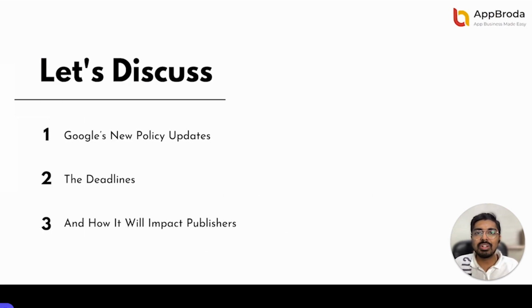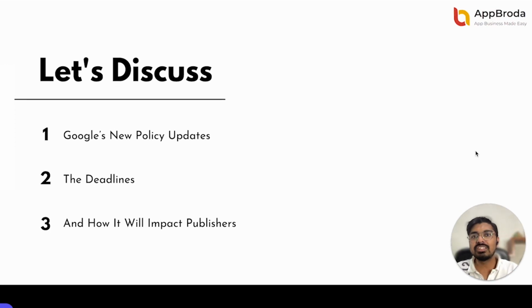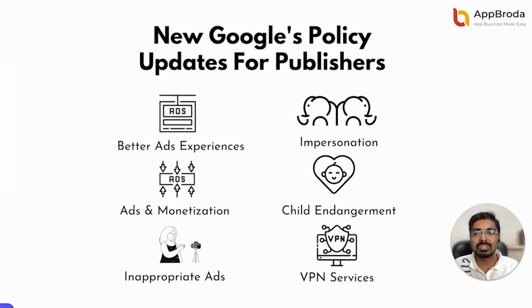So in this video, we'll discuss some of the new policy changes by Google, their timeline, and how they will impact you as an app publisher. First, let's discuss all the policies that we're going to talk about today, which include better ads experience, impersonation, ads and monetization, child endangerment, inappropriate ads, and VPN services. We will talk about each of these policies in detail along with suitable examples and their deadlines.